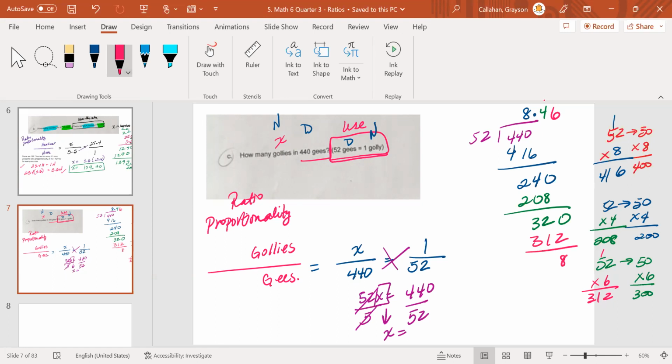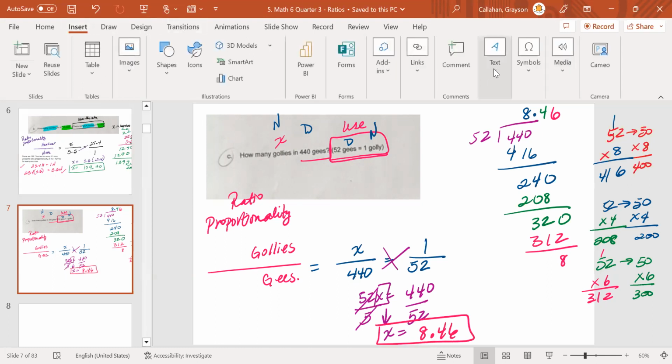We can keep going, but I'm not going to because that's going to keep going, okay? Once you have 2 decimals, you're good. You can stop right there. So x equals 8.46. Do you see that? Okay, so then we're gonna go ahead and write this up, okay?